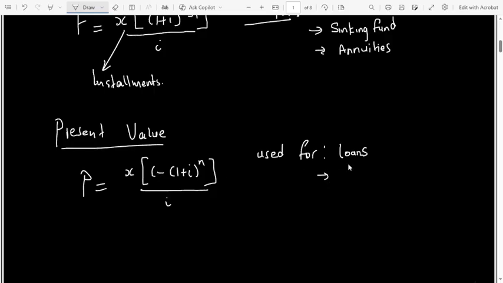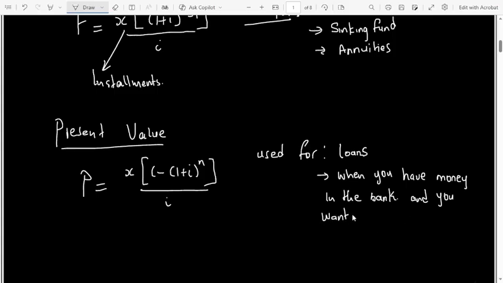So if they talk about loans, or when you have money in the bank, I know that most of you put your money in the bank, and let's say that you want to withdraw the money, then this is a present value. You want to withdraw the money, then we're going to refer to that as a present value.